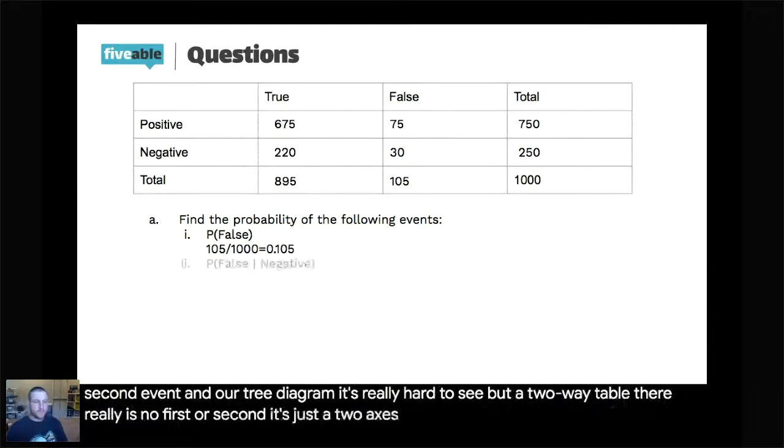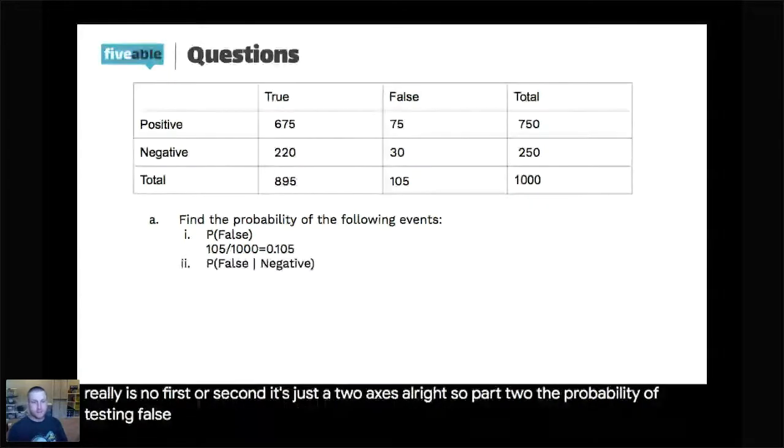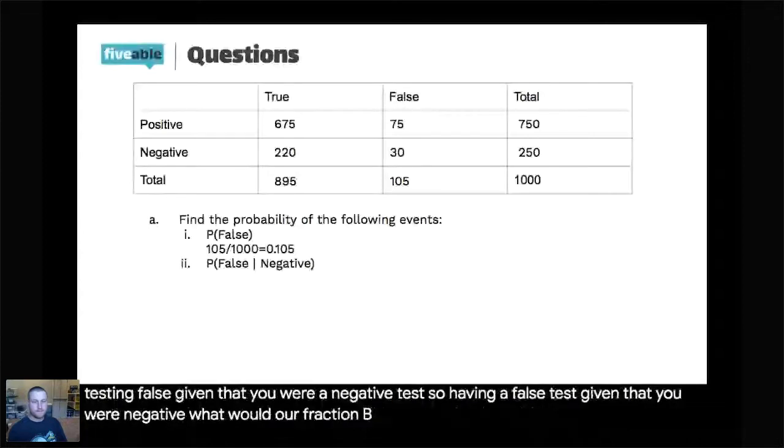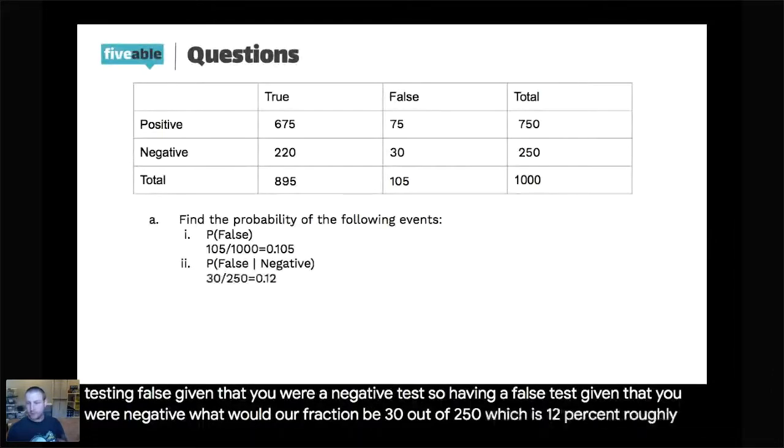All right, so in part two, the probability of testing false given that you were a negative test. So having a false test given that you were negative. What would our fraction be? 30 out of 250. Yes, which is 12% roughly. Okay, 0.12.